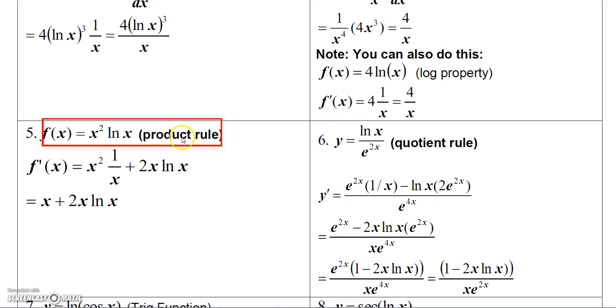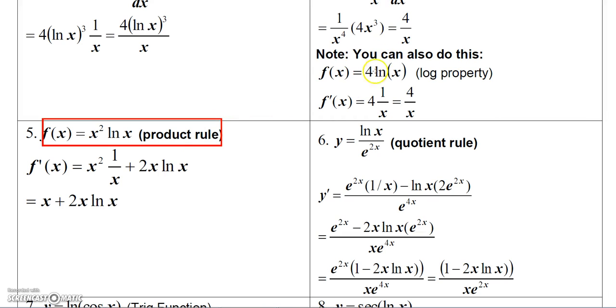Now this next one here, I actually have a product, x squared times natural log of x, so I'm going to use the product rule. So remember, the product rule says you take the first function, which is x squared, times the derivative of the second, which is the derivative of natural log of x, would be 1 over x, and then plus the second function, which is natural log of x, times the derivative of the first function, so the derivative of x squared would be 2x. So this would just be x squared times 1 over x plus 2x times natural log of x, and x squared times 1 over x is the same as x. So you can write the derivative as x plus 2x times the natural log of x.